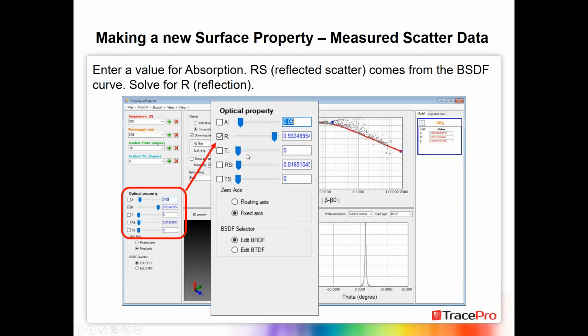We can come over here, and in the optical properties, the reflected RS, reflected scatter, is actually coming from the integrated value up here of the scatter measurement. So in this case, it's 0.0165. We could enter an absorption, let's say a generic value of about 5% absorption. And then we could have it solve for the specular reflection.